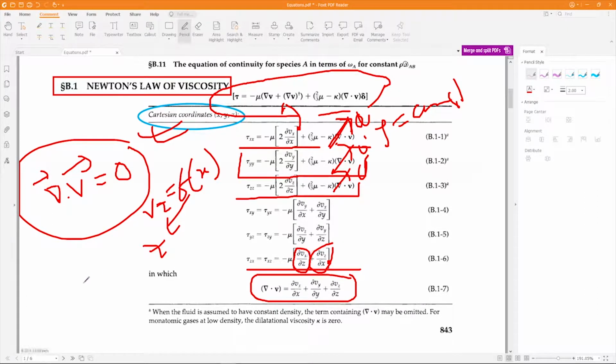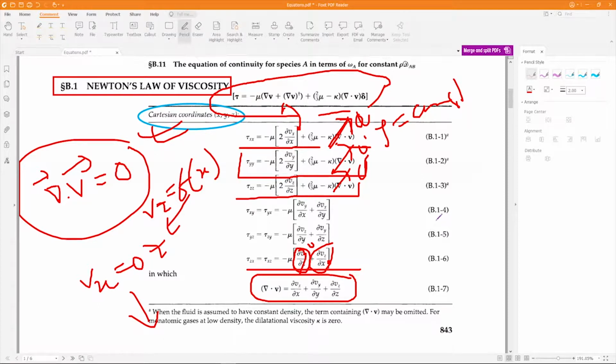This will be zero because there was no flow in the x direction. Okay, in this direction there was no flow. We are talking about the falling film problem. So this term will be zero. So ultimately you will get tau zx equal to minus mu dVz by dx.